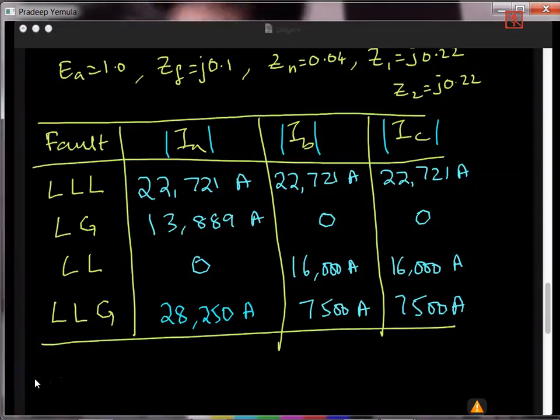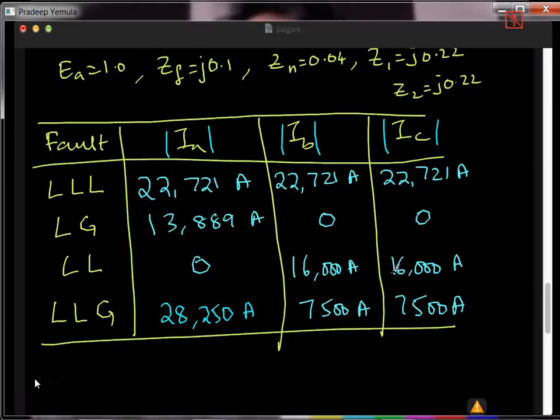Summary which I had created. So for a triple line fault, this was the fault current. For line to ground fault, this was the fault current. For line to line fault, this was the fault currents, and finally like this. So this is what our final output of our calculations today.